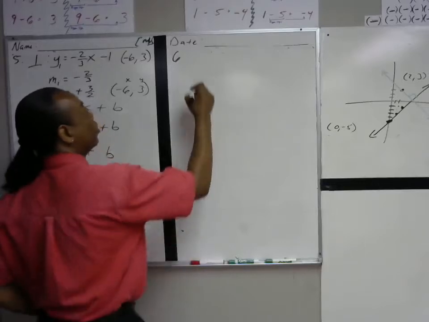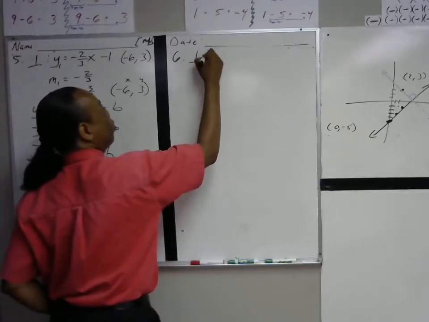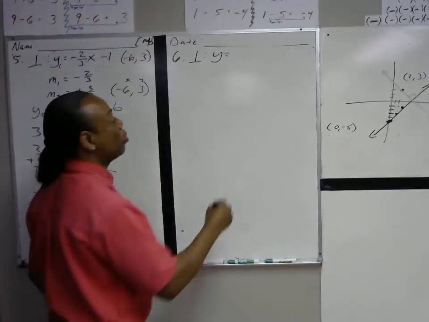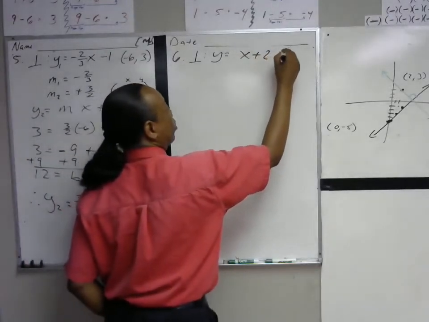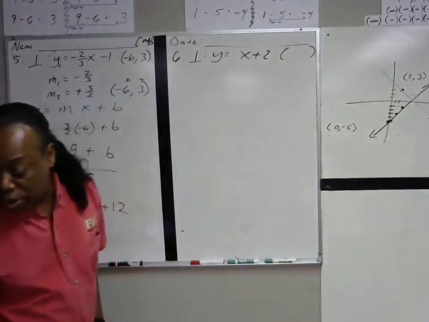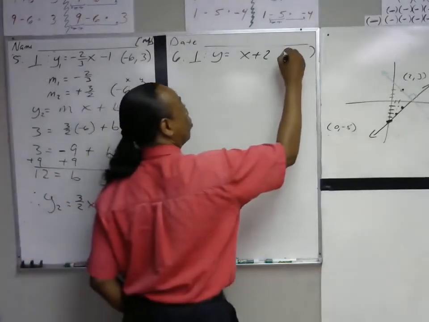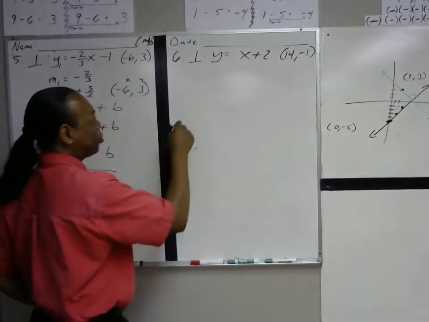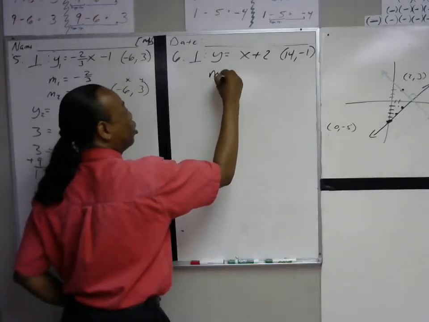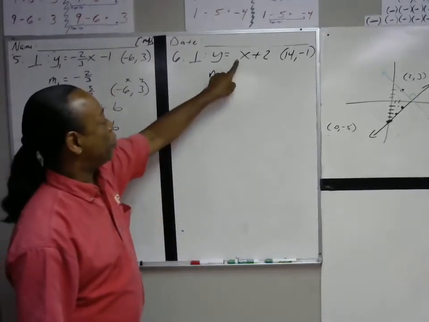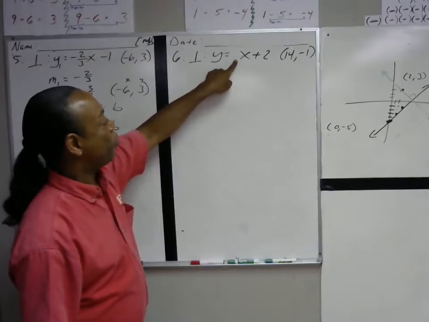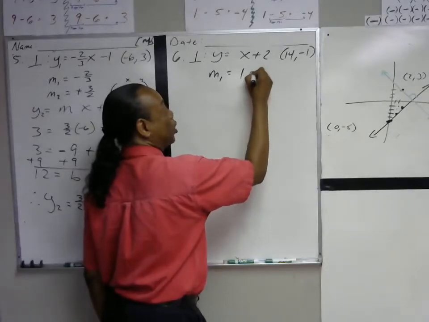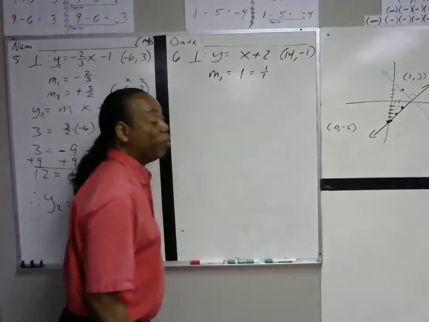Okay, number 6. We have a perpendicular equation to the line y equals x plus 2. And we want to go through the point 14, negative 1. Okay, so let's make this work. First, our first slope here is the coefficient on x. You don't see a number here in front of x, but it will be an understood 1. And to make that a fraction, this will be 1 over 1. So we'll think of 1 as 1 over 1.